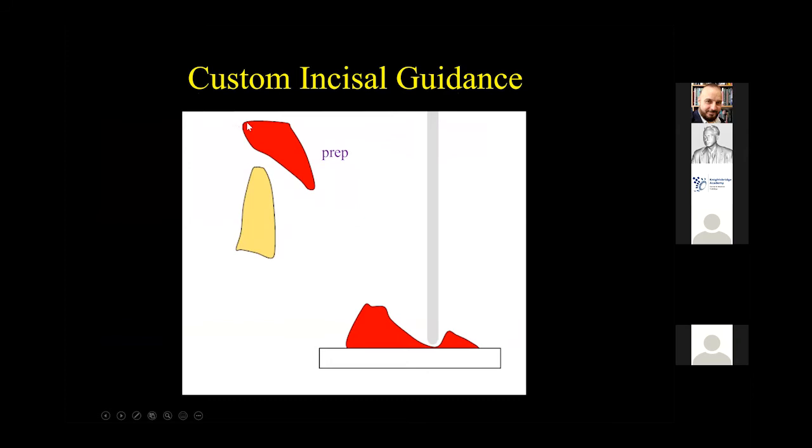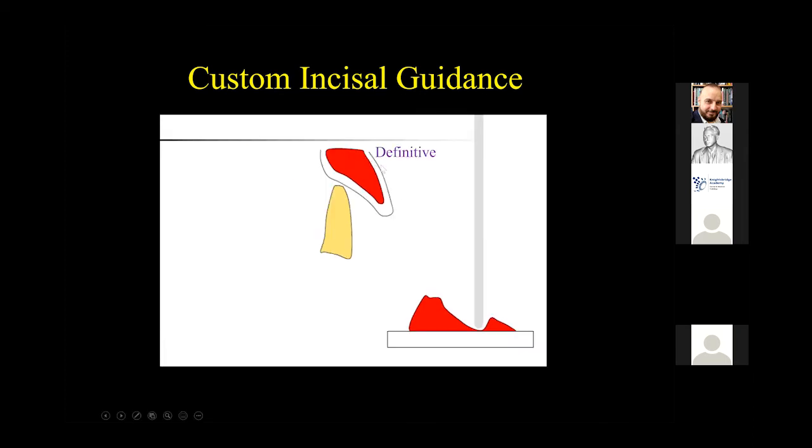Now we remove the temporaries from the articulator. We get the prepared teeth, and the prepared teeth are now going to be waxed up. The wax should actually make the same movement here, and the guide for us is this template here.